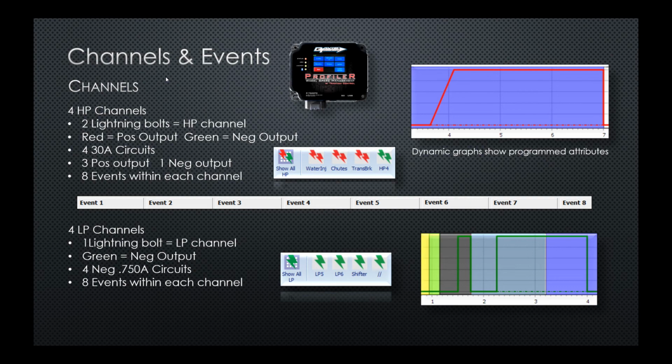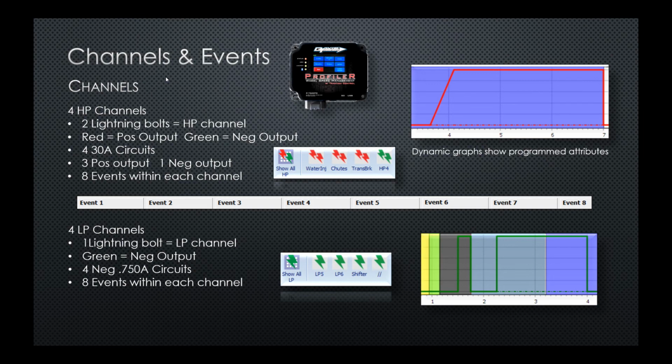When we click the event icon, we go to the next screen and you'll see that there are 8 channels, 4 high power channels and 4 low power channels. The 4 high power channels are indicated by double lightning bolts. Some have green, some are red. The red signifies positive output, the green signifies negative output.